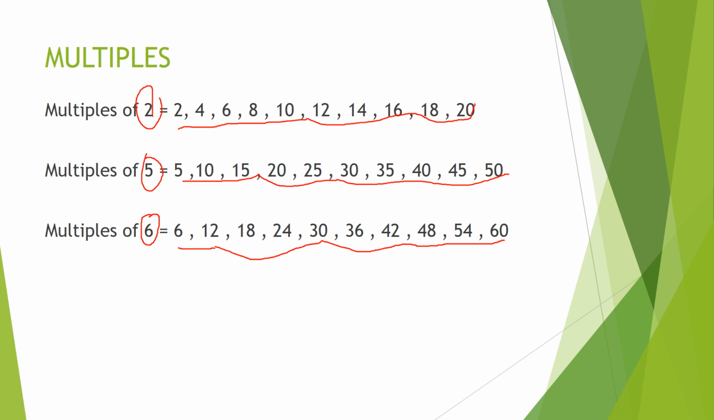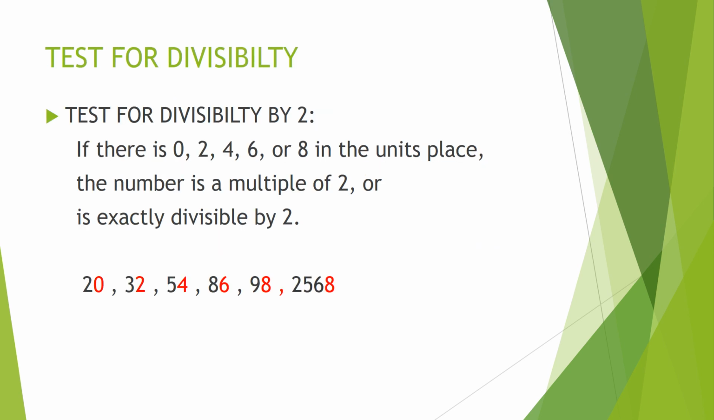So basically the numbers which come in the table of a particular number are the multiples of that number, whether it is 2, 5, 6, 10, or any other. So if someone asks you what are the multiples of 10, you can say the table, that is 10, 20, 30, 40, 50, 60 and so on. If they ask you about 3, you can just count the table of 3. Then let's study, depending upon this, the test for divisibility.